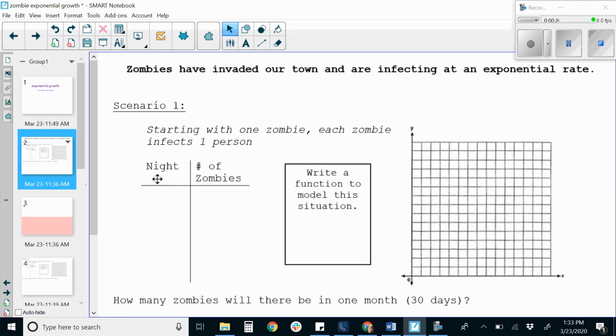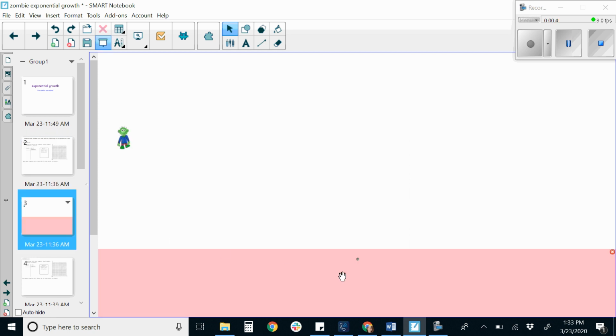So our time frame is going to be nights. Each night, another zombie is infected, and then the next night, each of those zombies infects a person and becomes more zombies. So we're going to look at how to write that as a function and how to graph that. And then we're going to answer the question, how many zombies will be in 30 days? So let's look at a model.